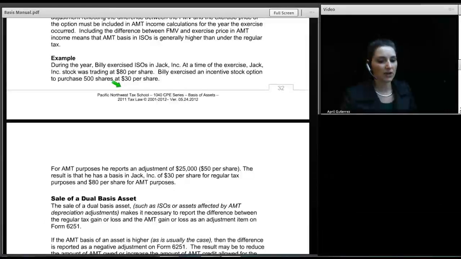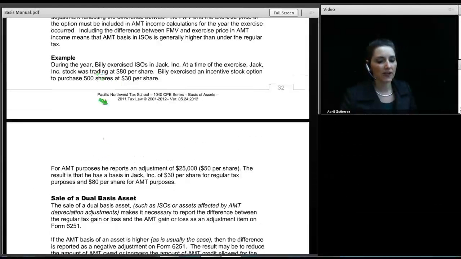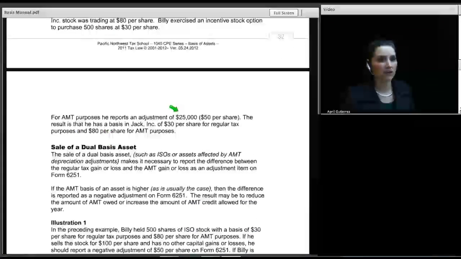How much is that spread? It's $50 times 500 shares, or $25,000 that he has to add to 6251. That's a pretty big number. And after he does that, his cost basis in Jack Inc. is $30 per share under the regular tax and $80 a share under the alternative minimum tax.